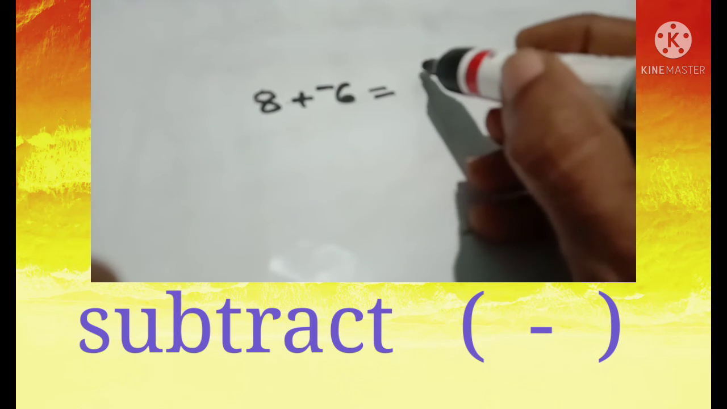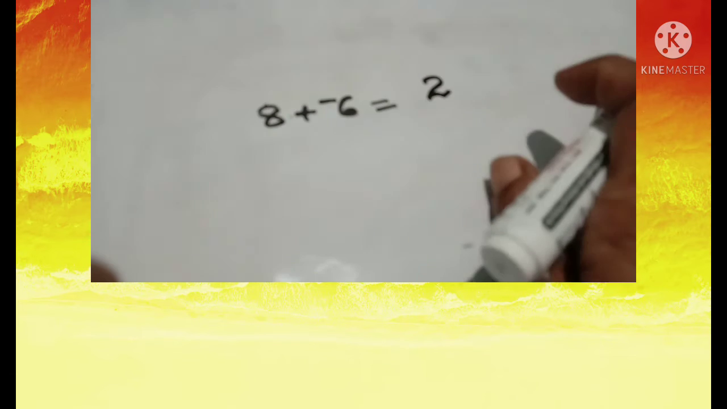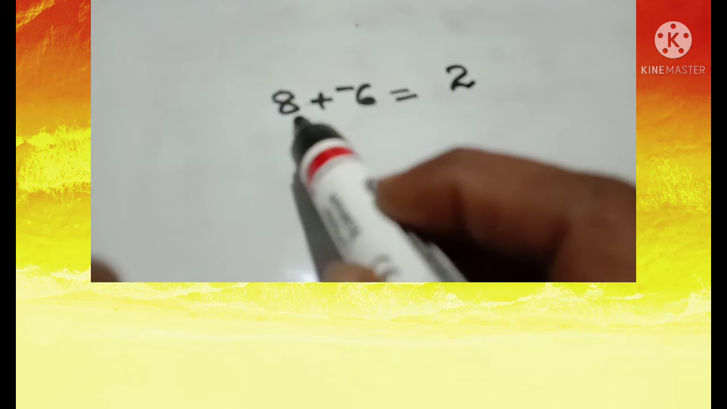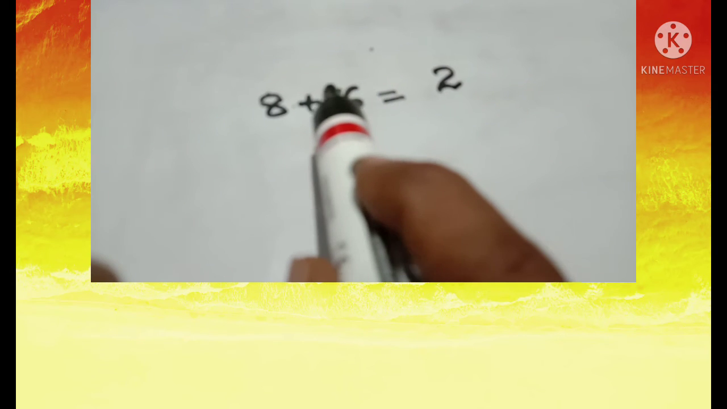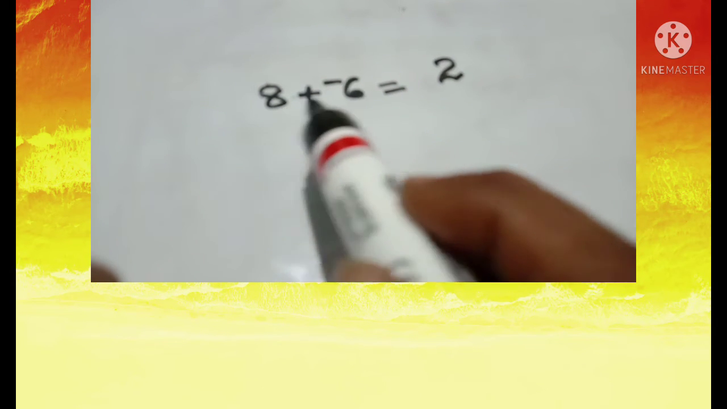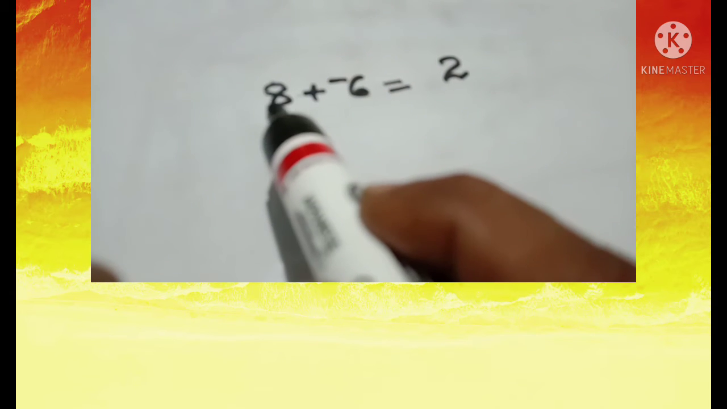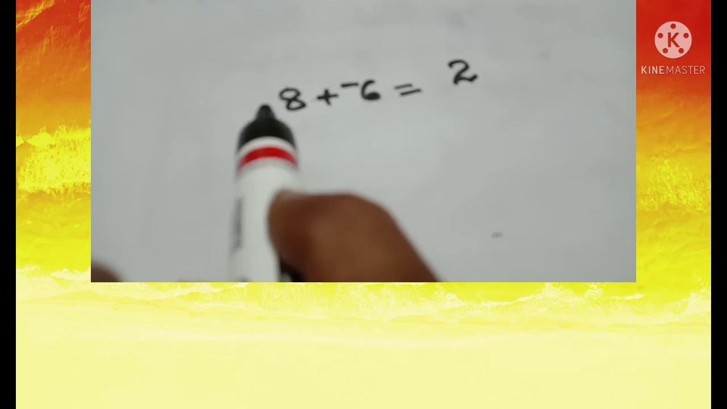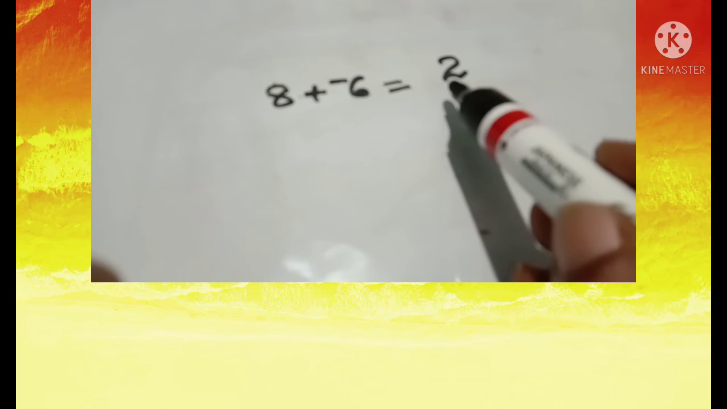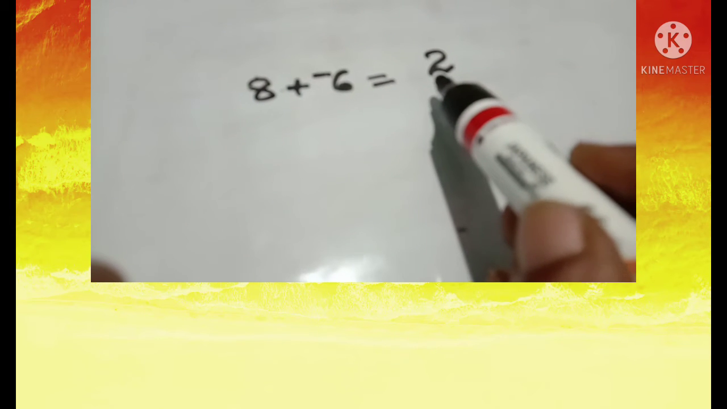8 minus 6, yeah, 2. Right? Now, not finished. What you have to do? Just move to these numbers. Forget about these signs. Okay, just see 8 and 6. Which number is having greater value? 8 or 6? Yeah, 8. What is the sign of 8? Positive. That positive sign you have to give here. Right? That's why we are getting positive 2 as answer.